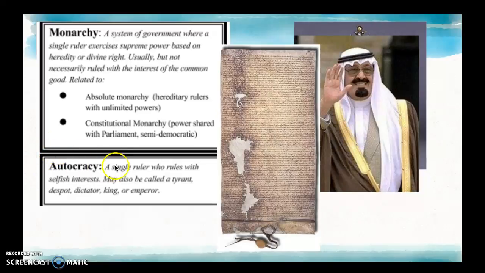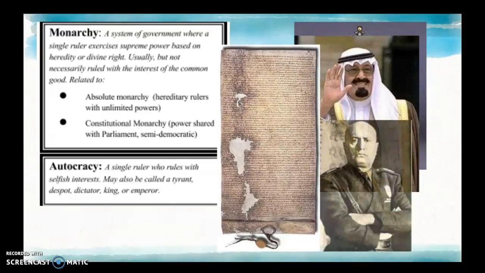Another form of government where basically just one person is in charge is an autocracy. So this is a single ruler who rules with selfish interests. You might also hear them referred to as a tyrant, a despot, a dictator, a king, or an emperor. An autocracy, one person at the top. An example of an autocracy from history, this is Benito Mussolini of Italy, or the Italian dictator during World War II.